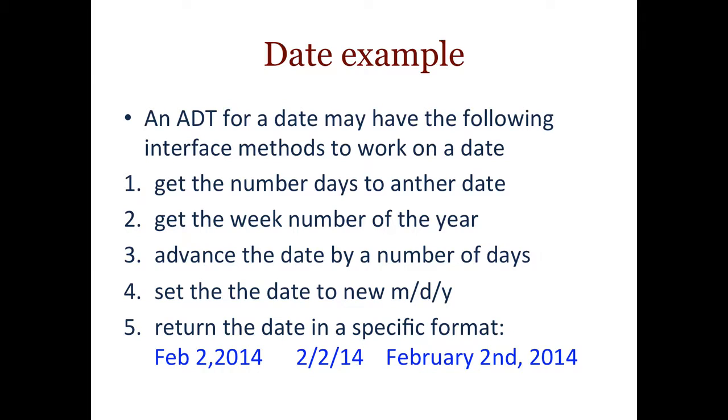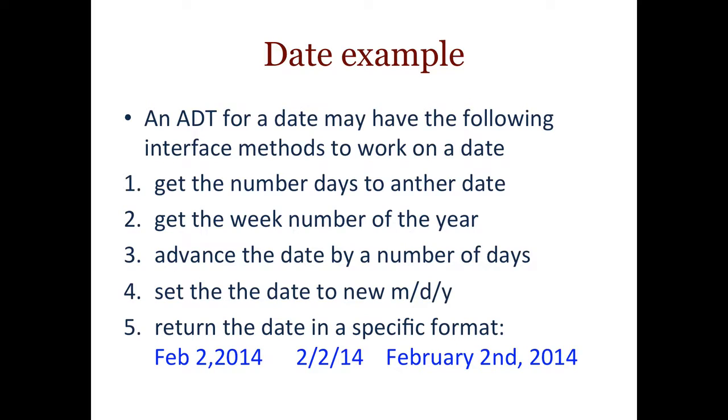Now let's do a date example. So an abstract data type for a date may have the following interface methods. It may have a method to get the number of days to another date. Well, spelling's a little off there. It may have a method to get the week number of the year. So if I have a certain date, I can ask what week it is in the year. So it might be week 22 of that year.